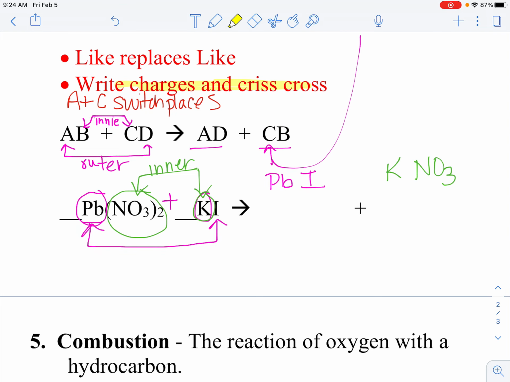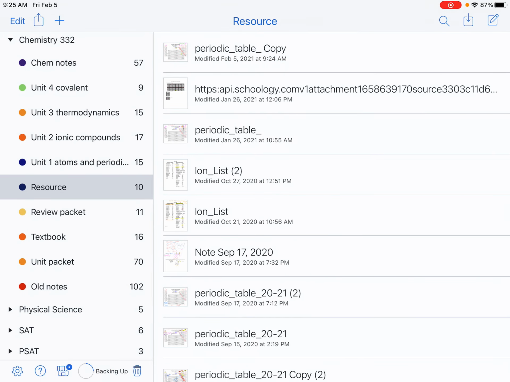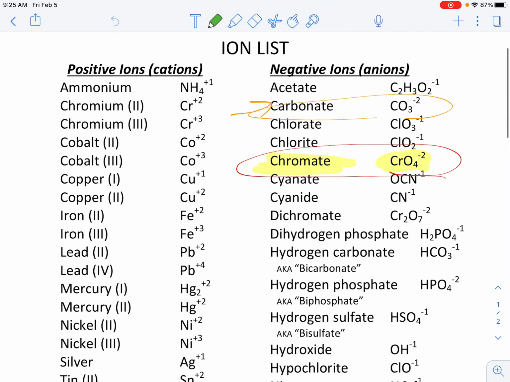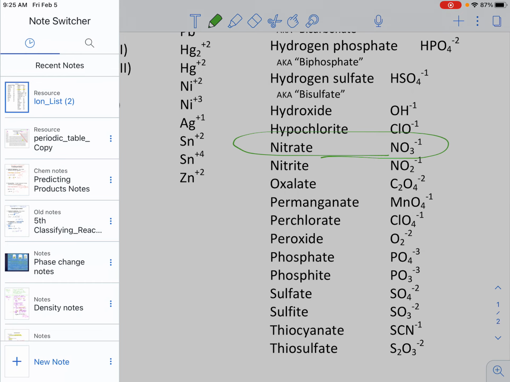So we go to our periodic table, and we find out that lead is number 82. It's one of our transition metals, which means it can have a number of different charges. So we're going to have to find lead by looking at the charge of nitrate. So if we find nitrate on our polyatomic list, NO3 -1.